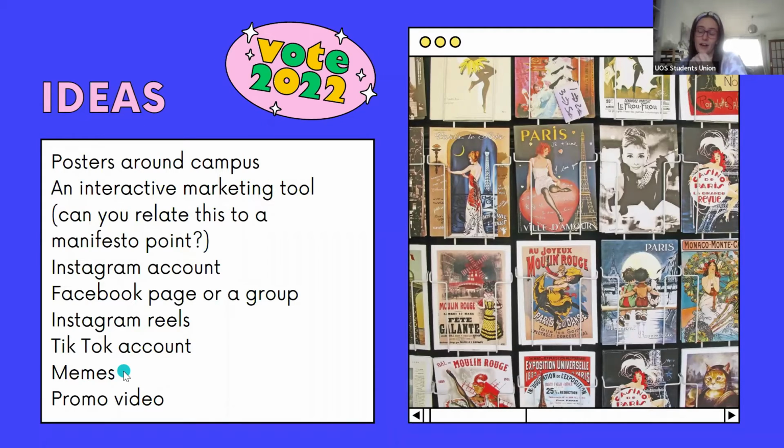Then in this Instagram account that you've created, you can have Instagram Reels. They're very popular right now. Everyone's scrolling Reels all day, so they're quick and easy to make. So you have the potential to go viral if you do a really good one. And then if you are a TikTok user or you want to be, there's that as well.